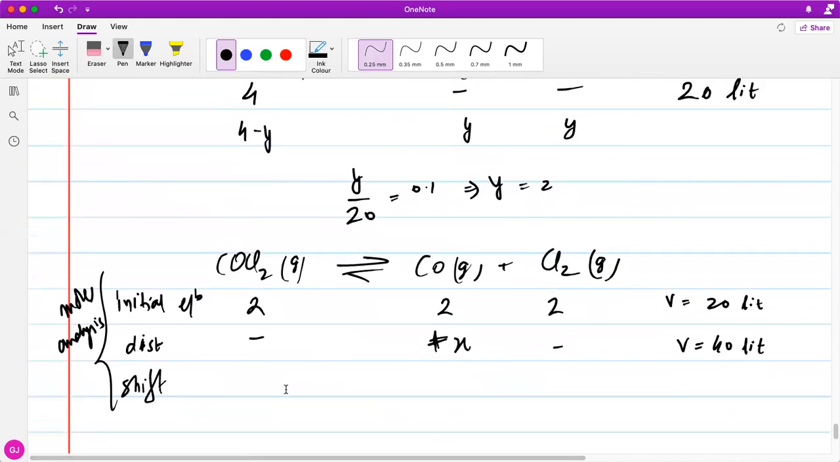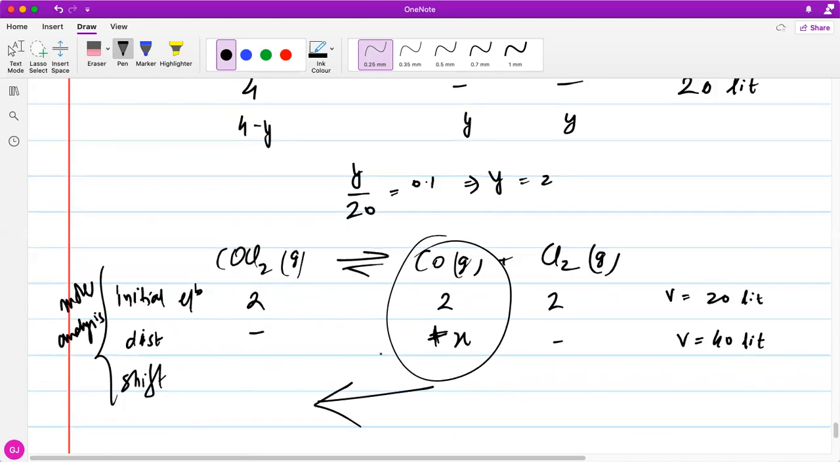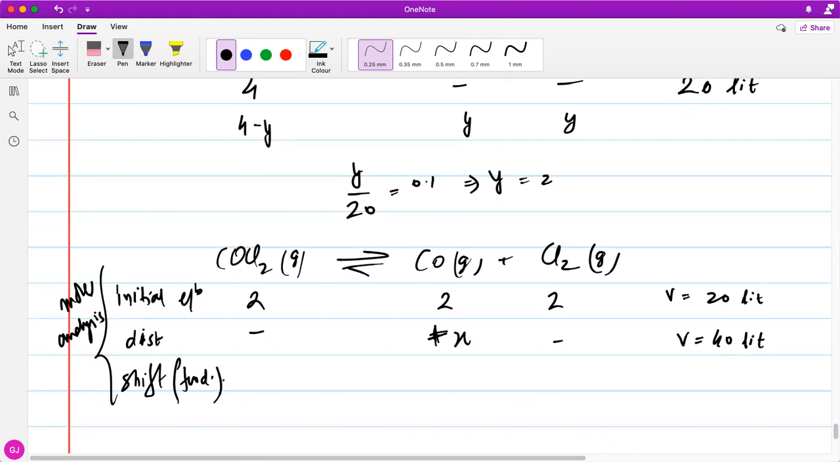Now shift happens. Because of the volume, as well as the moles added, we'll have to see. Because of the moles added on the product side, the equilibrium shift must be backward. And here you can see that the volume got doubled, and subjectively, the equilibrium should shift towards more gaseous moles, that is forward. Now, there is a contradiction, but it's fine, no worries. We don't care. We'll automatically get the answer when we solve for it. So let's assume that this goes in the forward direction.